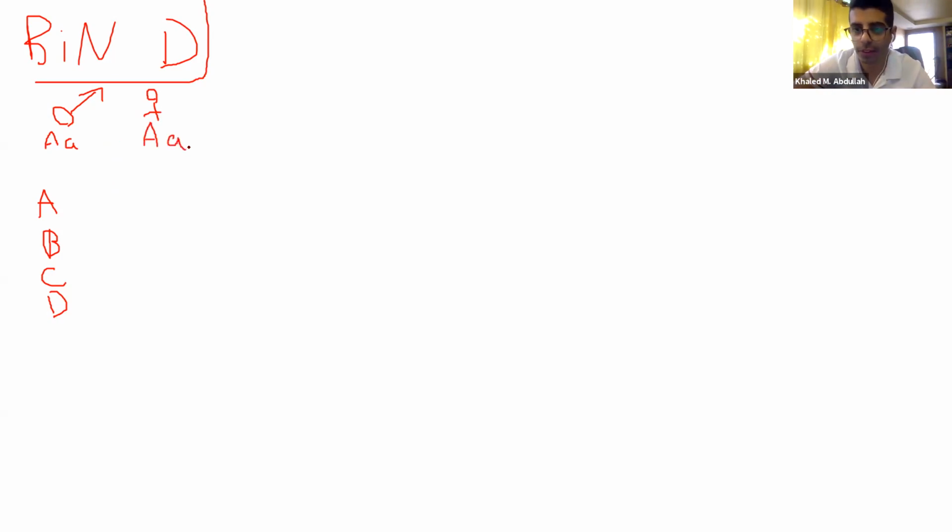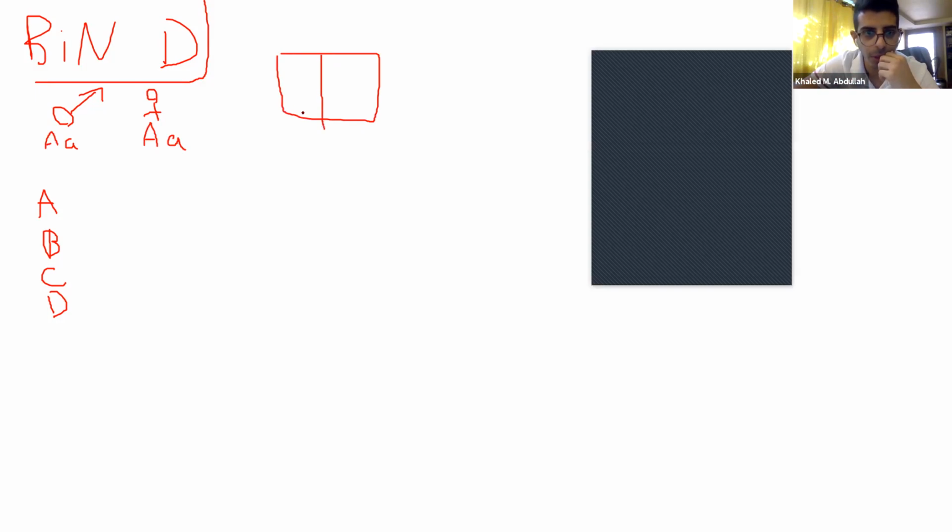So the first thing that I want to ask, you guys all took genetics, what's the chance that any child has the disease, and what's the chance for just one child not having the disease? So just think back to your Punnett square. I want you all to do the Punnett square.